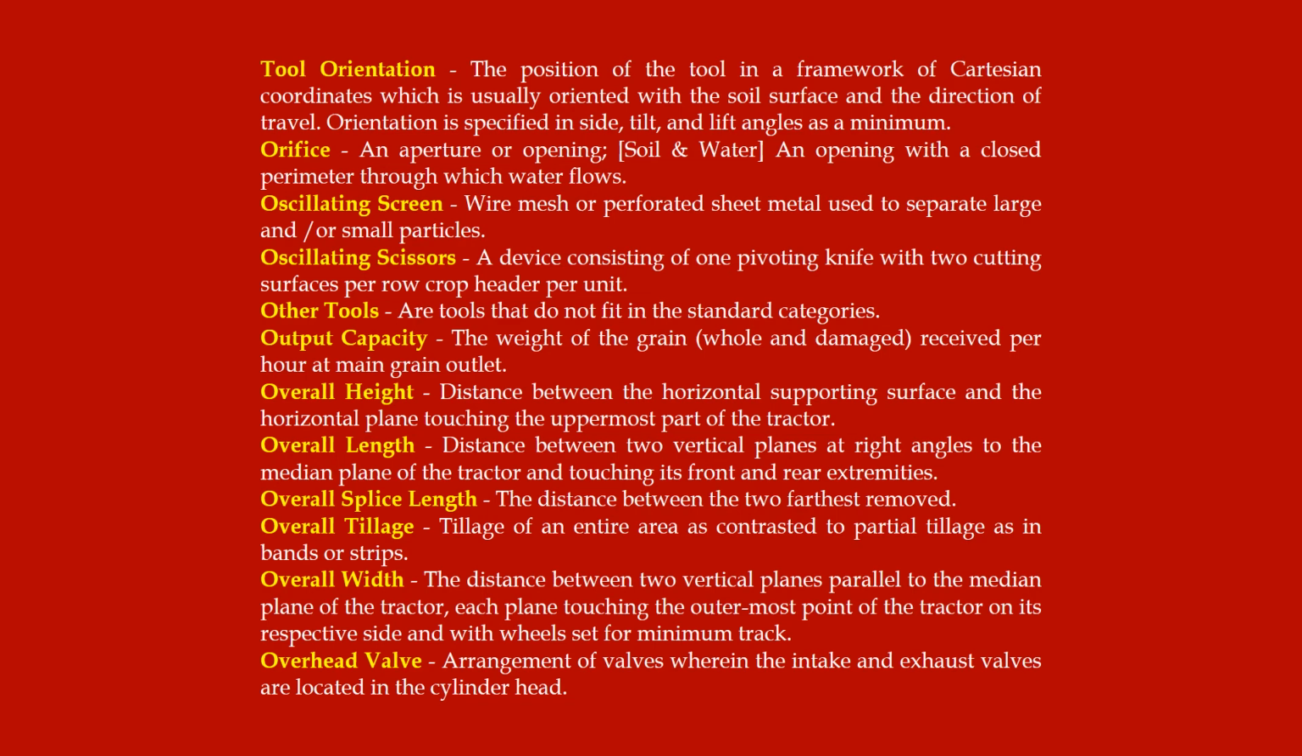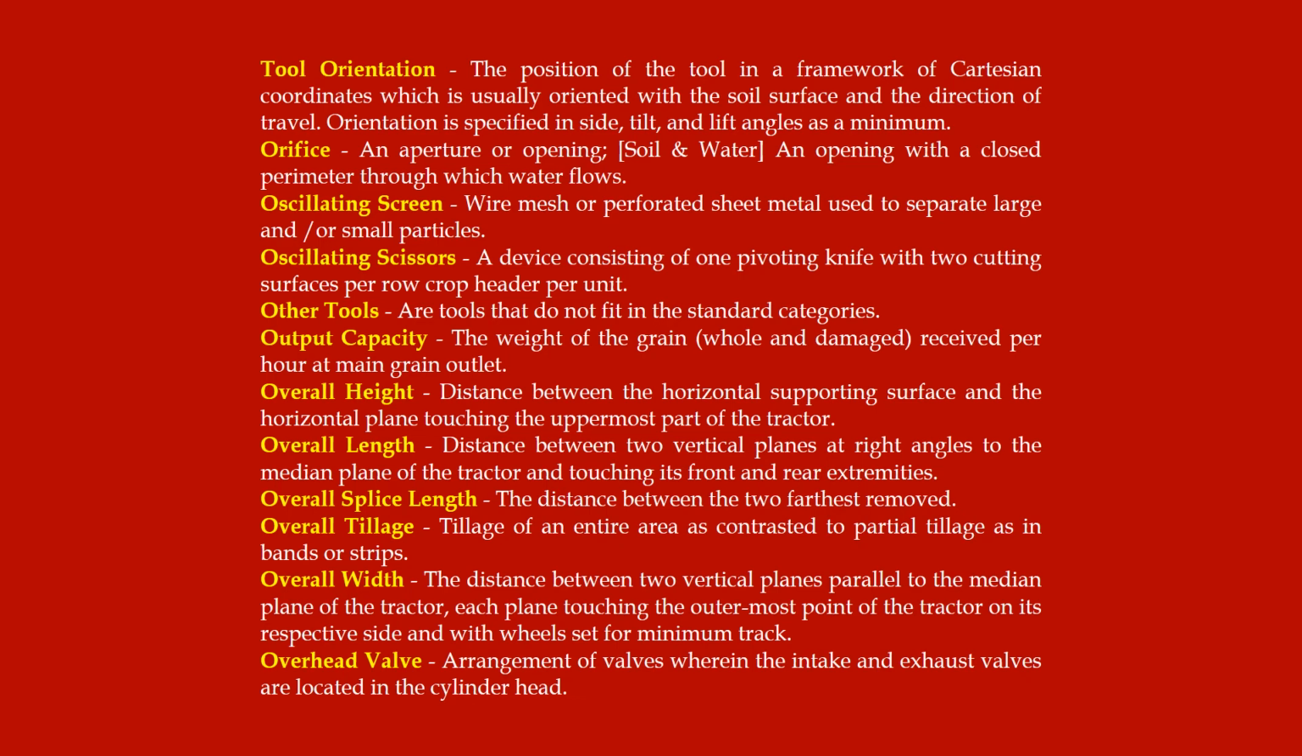Overall height. Distance between the horizontal supporting surface and the horizontal plane touching the uppermost part of the tractor. Overall length. Distance between two vertical planes at right angles to the median plane of the tractor and touching its front and rear extremities. Overall splice length. The distance between the two farthest removed.